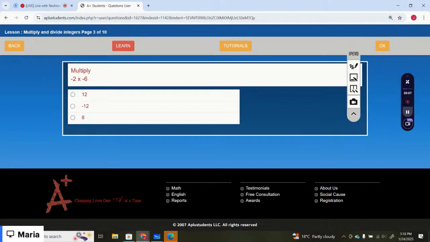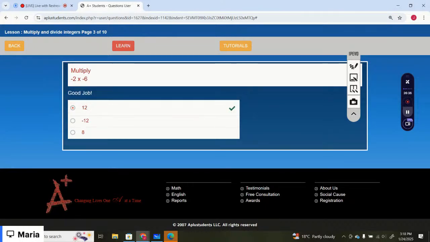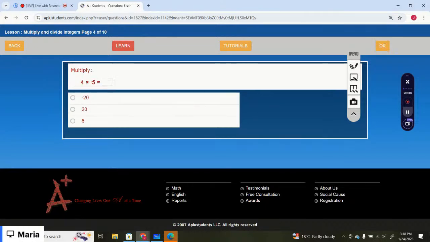Multiply negative 2 times negative 6. So which is the correct option? Both the numbers are negative, so the answer must be positive. That is option number 1. Very good.